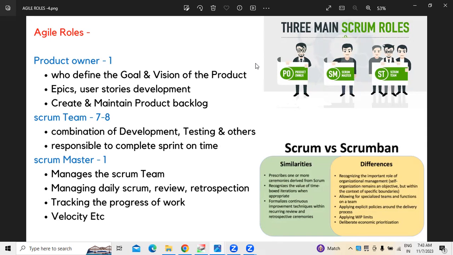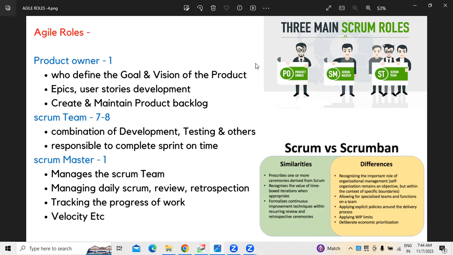Next, the communication of requirements will be written in the form of epics and user stories. Okay, not documents. We don't prepare BRDs and all that. We write epics and user stories. Next, product backlog. Product backlog means there must be a repository to store all the user stories. So product backlog is a repository to store all the user stories. This is the first role.